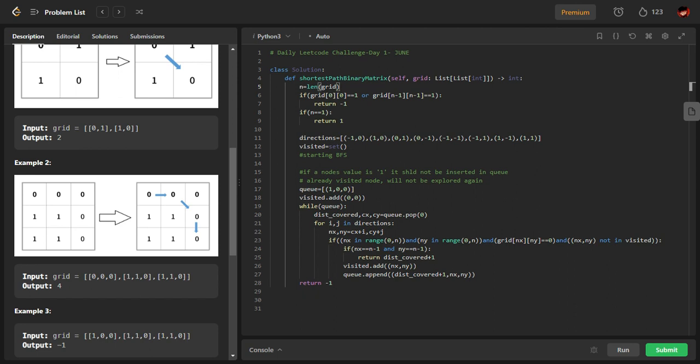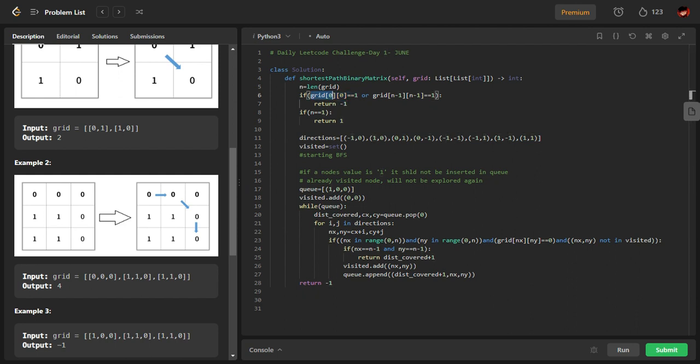Then we are doing something which is very, very important. We are trying to check if the first node is 1, or the n minus 1, n minus 1 node is 1. Because see, the path should only involve zeros, and should connect the 0, 0 node and the n minus 1, n minus 1 node. If they themselves are 1, that means there cannot be a path. That's why we're returning minus 1. Please try to understand here.